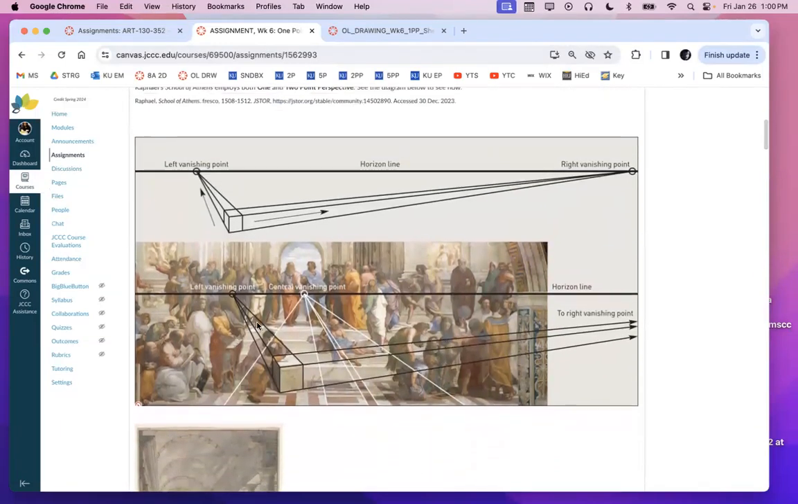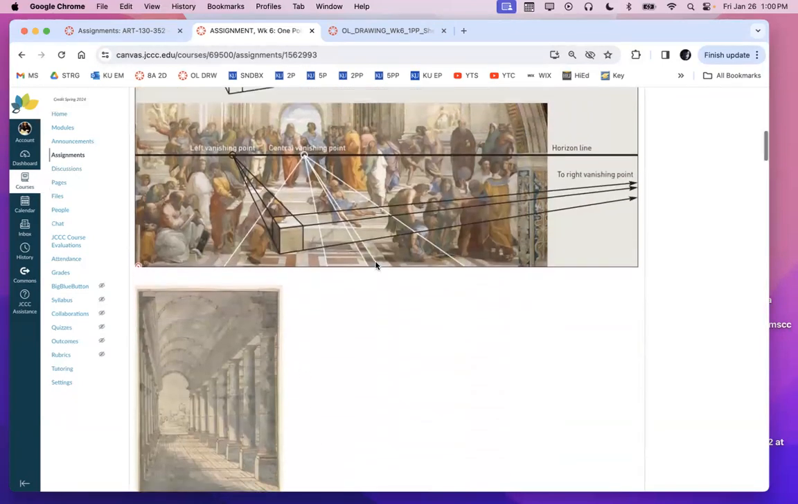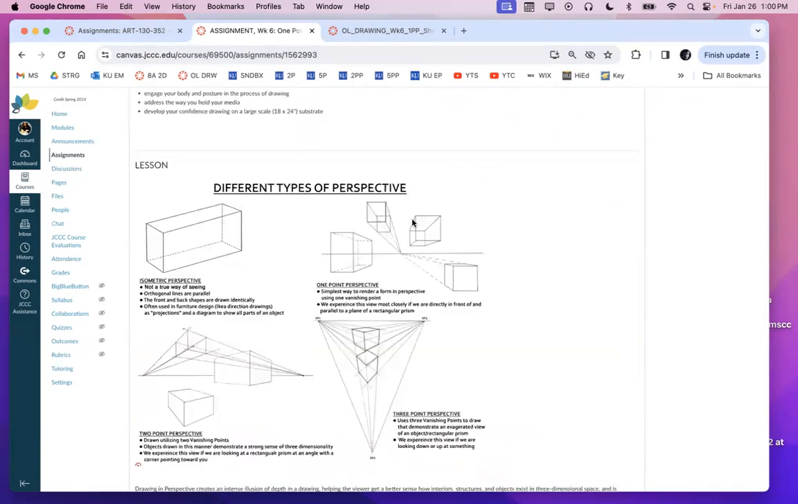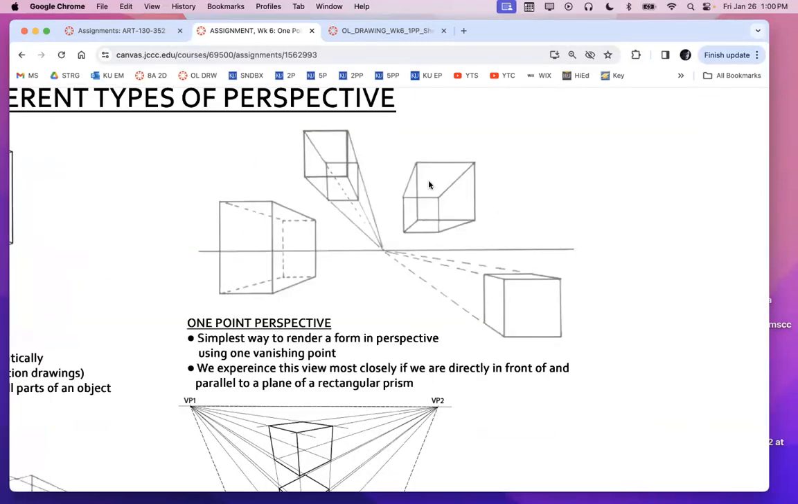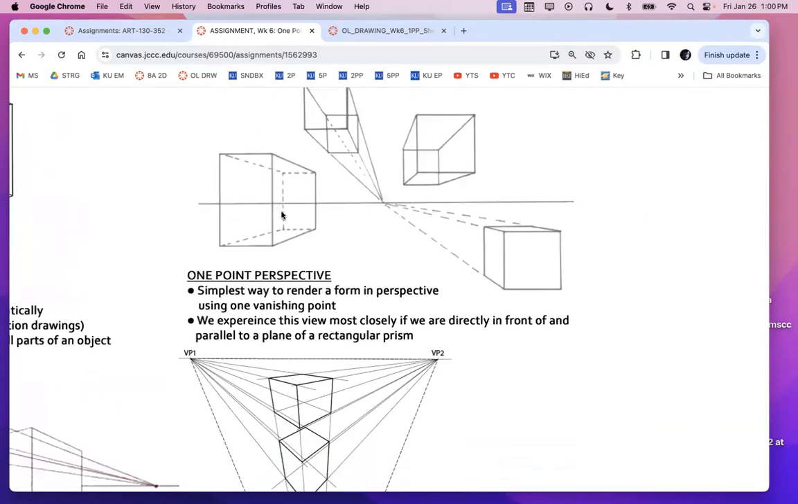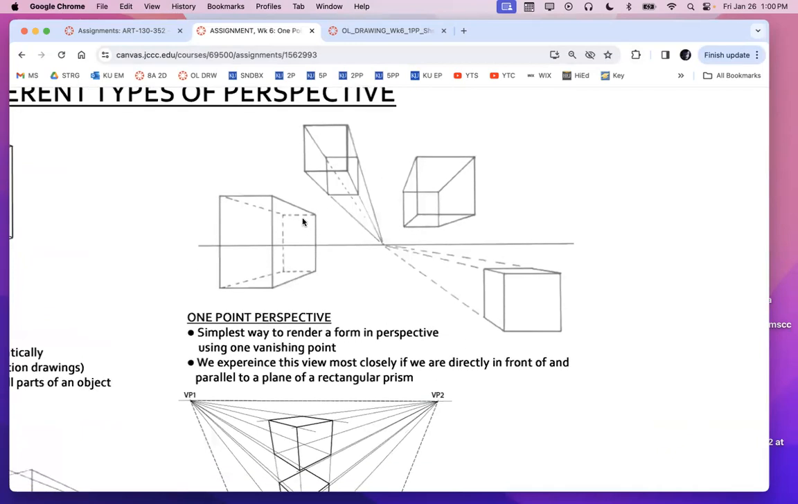But if you haven't, 1 point perspective is essentially when you're looking at a box. So let's see if I can find, okay, so here's my little diagram on 1 point perspective. You're looking at a box with the face of the box or the rectangular prism parallel to your face. So you're looking at it front on, not from a corner.